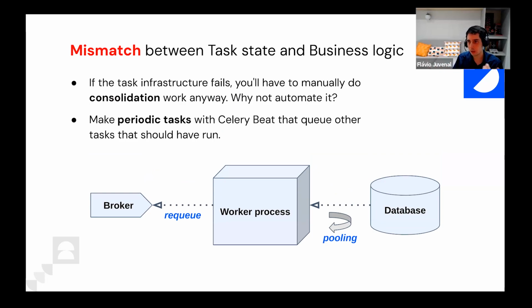Another reason for doing this is, if the task infrastructure fails, you have to manually do the consolidation work, right? Depending on how important it is for those tasks to not be lost, someone will have to do that manually. So perhaps why not automate that? The way you do this is with periodic tasks with Celery beat that will queue other tasks that should have run. So it's a task that queues other tasks, and that task runs periodically, figuring out which tasks need to run by looking at the database.